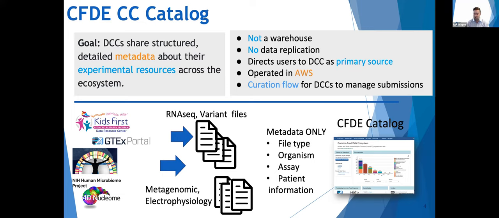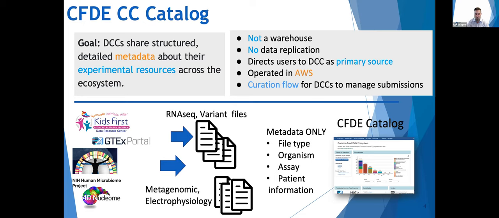And what it does is when the researchers find data sets of interest, it redirects the users to the DCC to retrieve the data and work with it. It's operated in AWS by the Coordinating Center, which is the group that I work for. And there is a curation flow, a process by which the DCCs submit, review, and manage their metadata submissions.